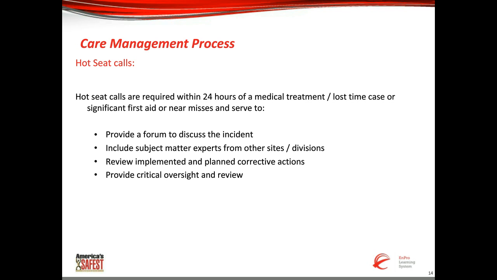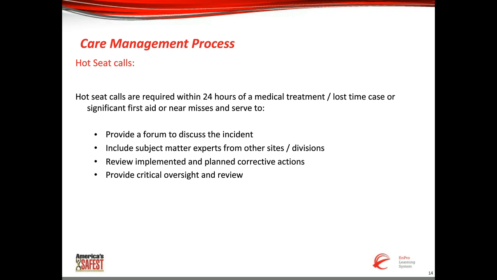The team at the site where the injury took place, they're going to present what are their immediate and long-term corrective actions. And again, there's going to be some challenge to that. Do these corrective actions really eliminate the potential, and are they really sustainable? Employee retraining as a standalone corrective action is not sustainable enough, and it certainly is not going to eliminate the potential from that injury reoccurring again, so it would not hold up as a lone corrective action following a hot seat call.